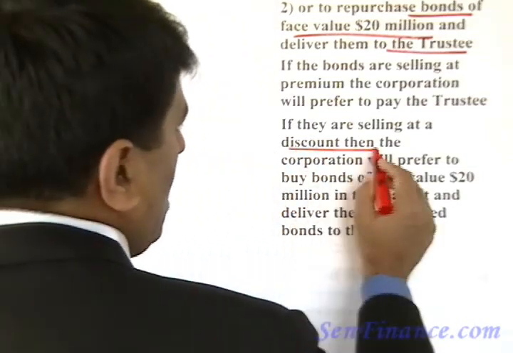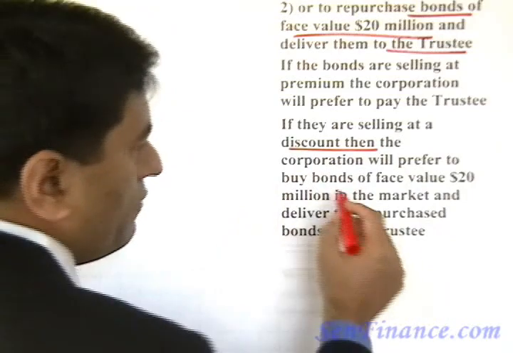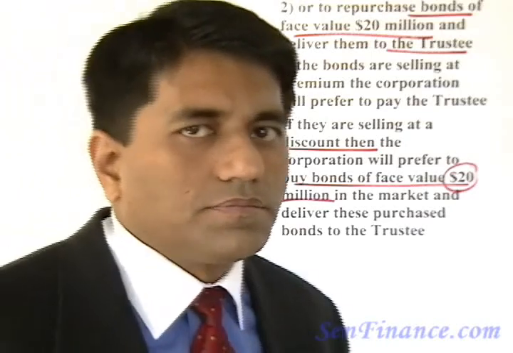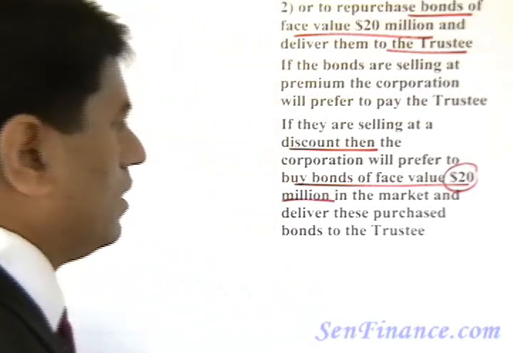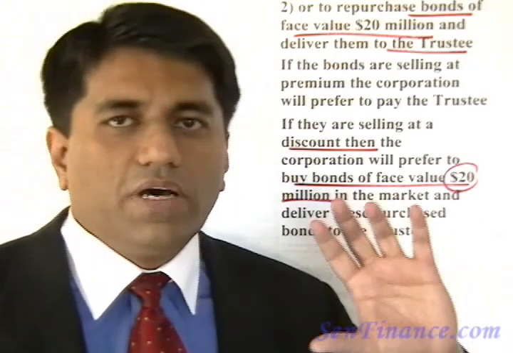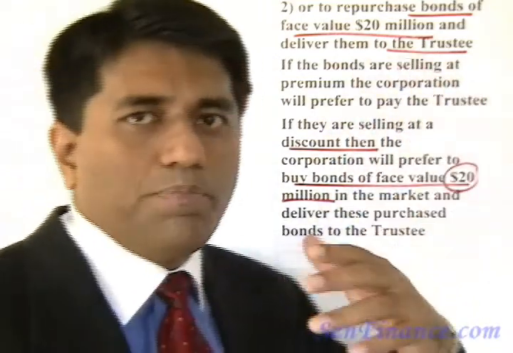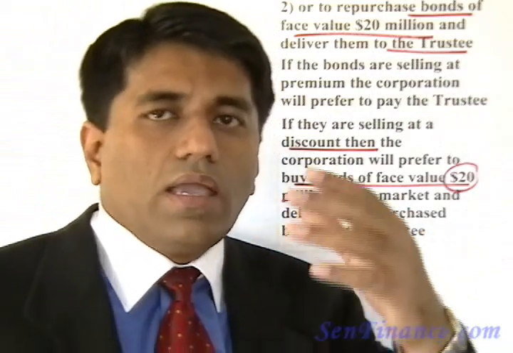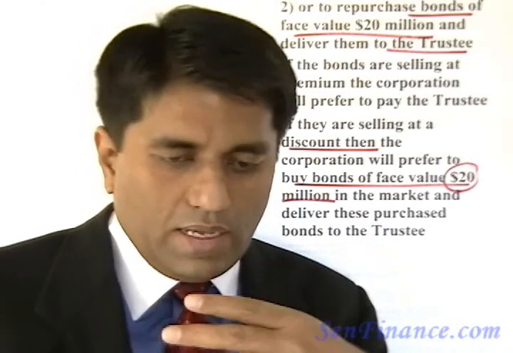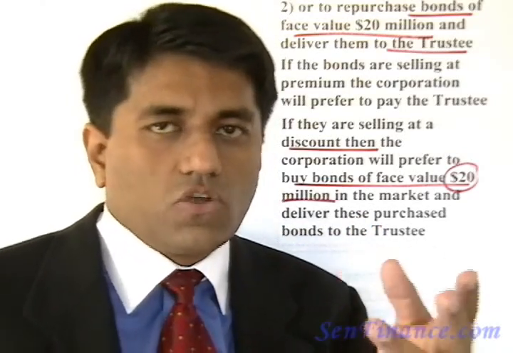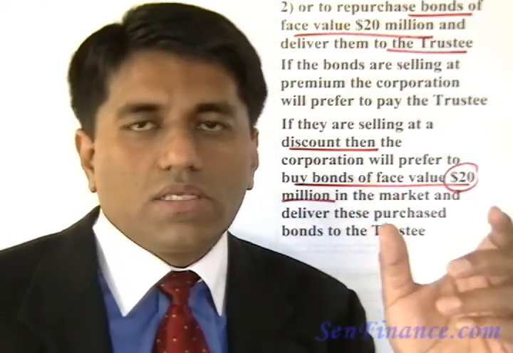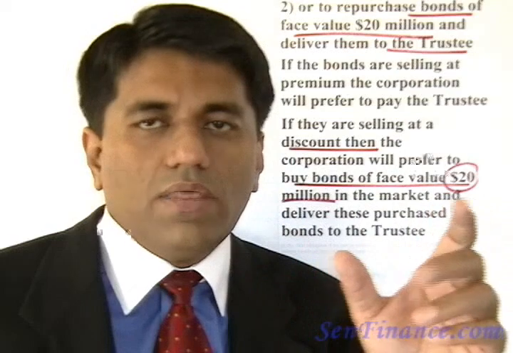If they are selling at a discount, then the corporation will prefer to buy the bonds of face value 20 million and deliver them to the trustee. In the first situation, where the firm paid the trustee 20 million, as the bonds were at premium, nobody would be willing to sell them to the trustee at par. So what the trustee does in that situation is randomly select bonds worth face value 20 million and call them.